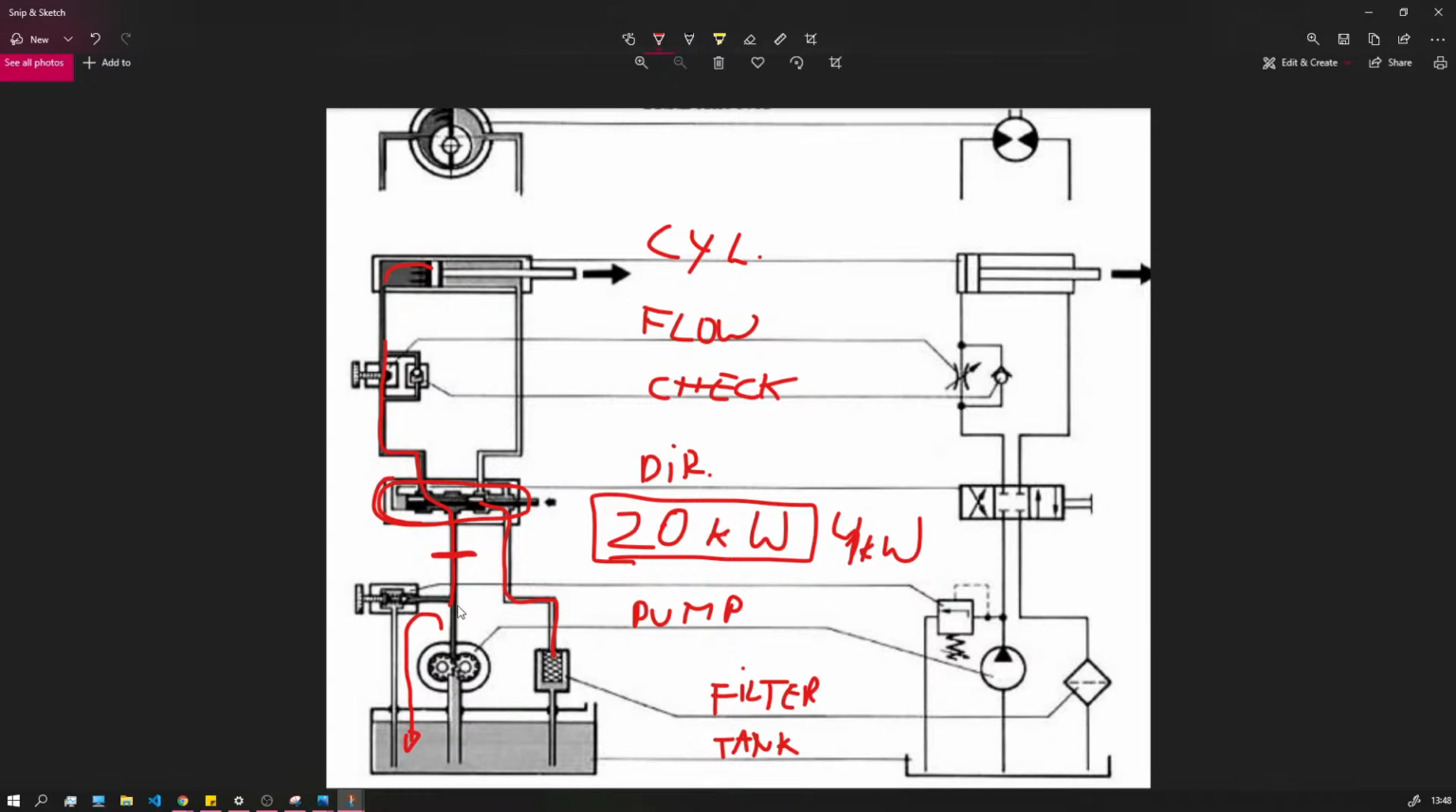And where that heat ends up, it ends up in the tank, of course, which is kind of a radiator too. In smaller systems, the tank itself is enough of a radiator to keep the oil at acceptable temperature levels by itself. In bigger systems, we need separate coolers around the tank to cool the oil separately.